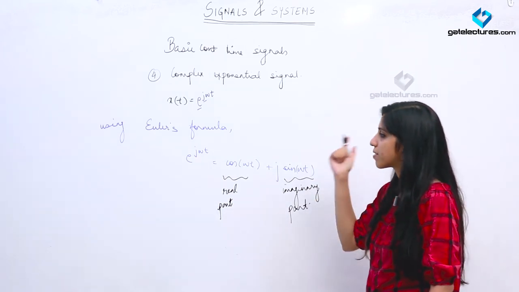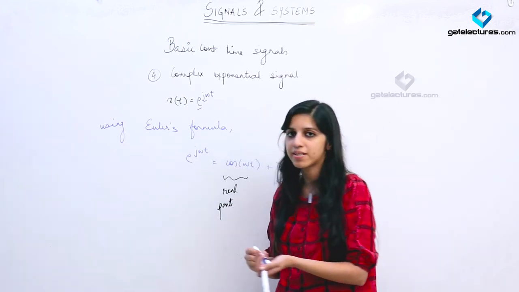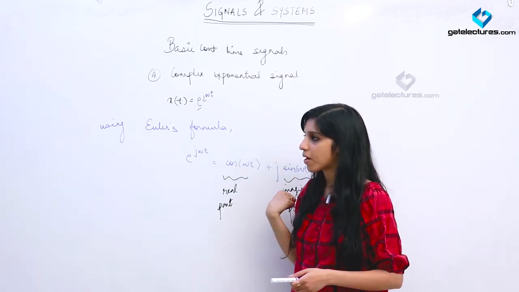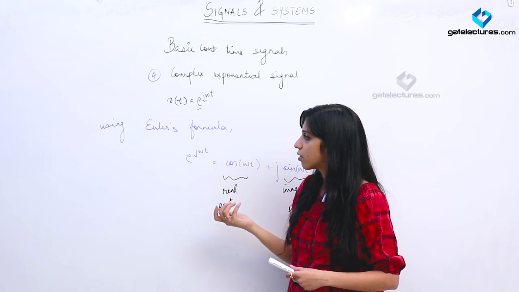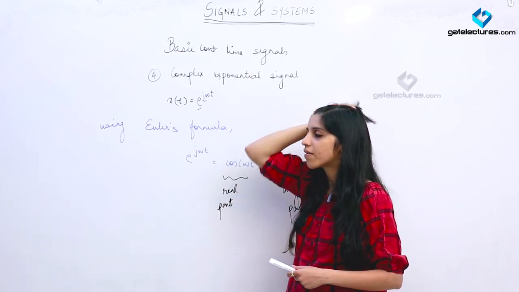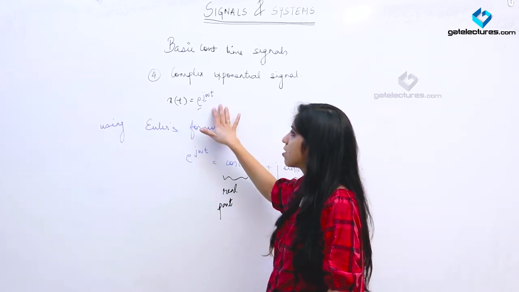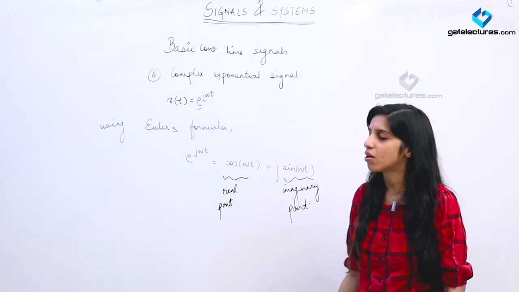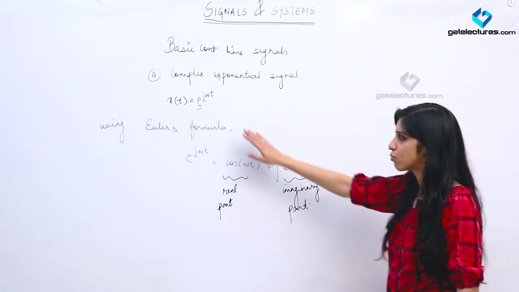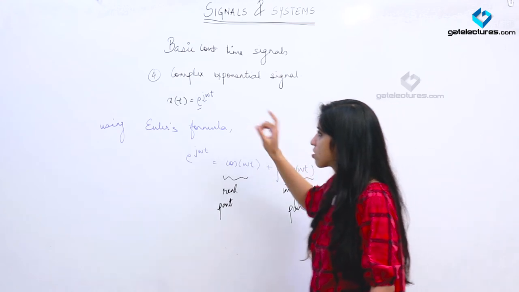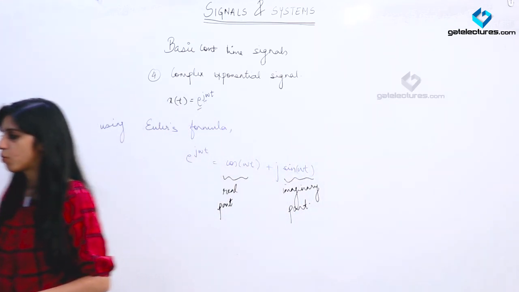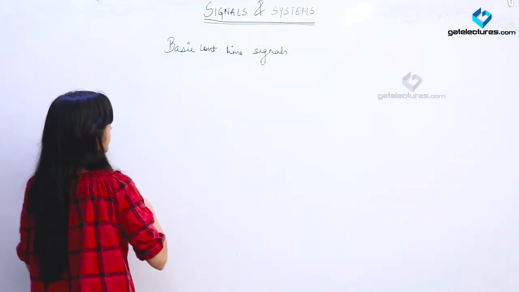So we cannot represent it graphically because this is a complex signal. It has some imaginary part which we cannot draw. But for just now, you can just remember that we have a complex exponential signal which is of the form e to the power j theta or e to the power j omega t. And we are going to use this signal quite often. So just remember it. Next signal that we are going to look at is the sinusoidal signal.